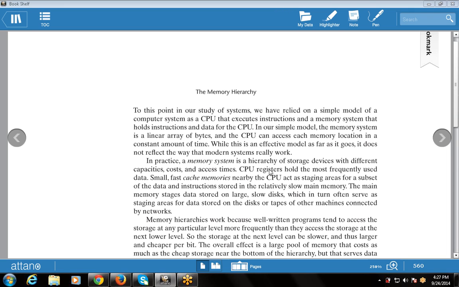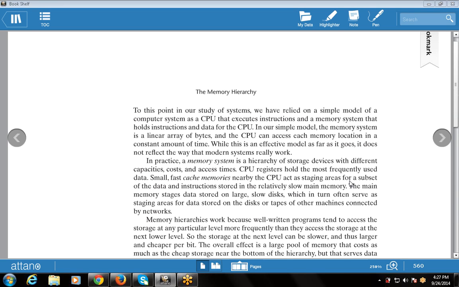In practice, a memory system is a hierarchy of storage devices with different capacities, costs, and access times. That is, it contains multiple types of storage devices with different capacities, like 256 MB, 128 MB, 512 MB.